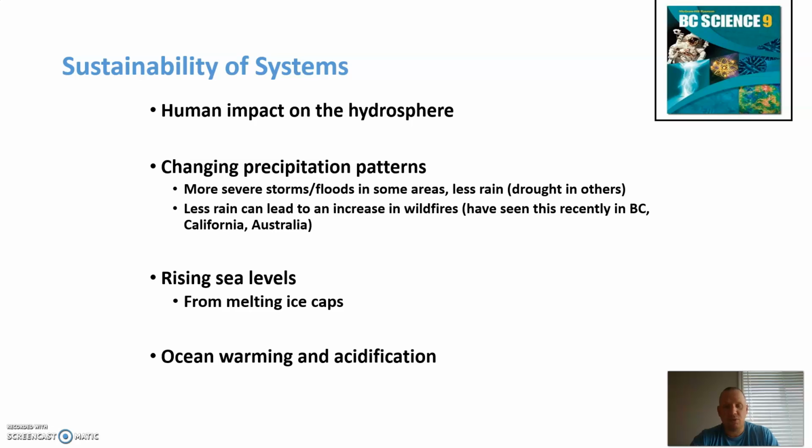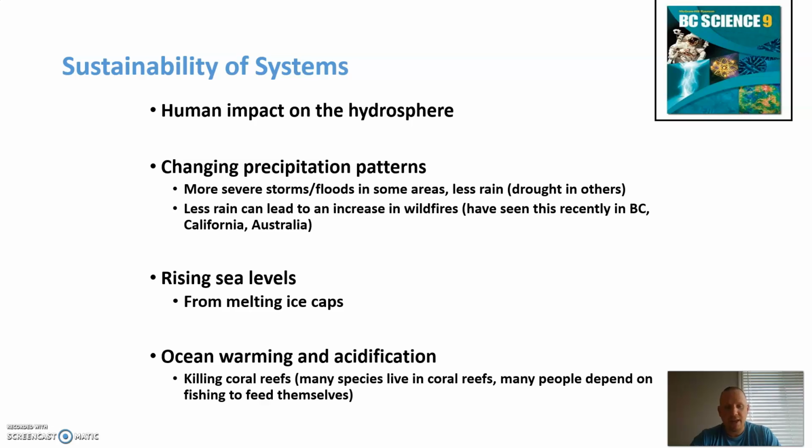And just ocean acidification, ocean getting warmer in certain parts, and that's leading to coral reefs dying. And a lot of fish live in coral reefs, and a lot of people in parts of the world depend on fishing and catching those fish from those coral reefs to feed themselves to get protein. So those are some of the ways humans impact the hydrosphere negatively.